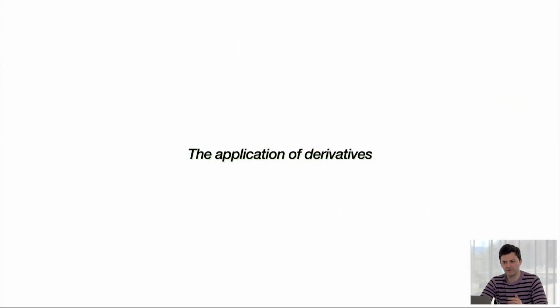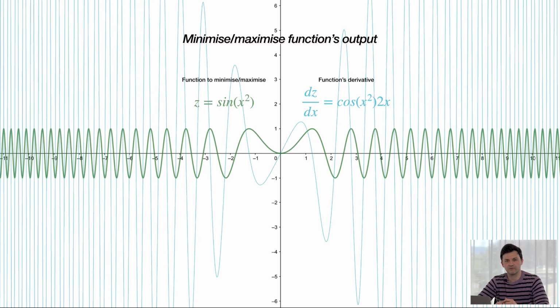Today's topic, we will start by introducing the application of derivatives. And the first thing will be how to maximize or minimize a function's output. The function that we will try to minimize or maximize is z equals sine of x squared. And we have its derivative, which shows us at which points this function might have maxima or minima. And in these points, the blue line is equal to 0, so it crosses the horizontal axis.